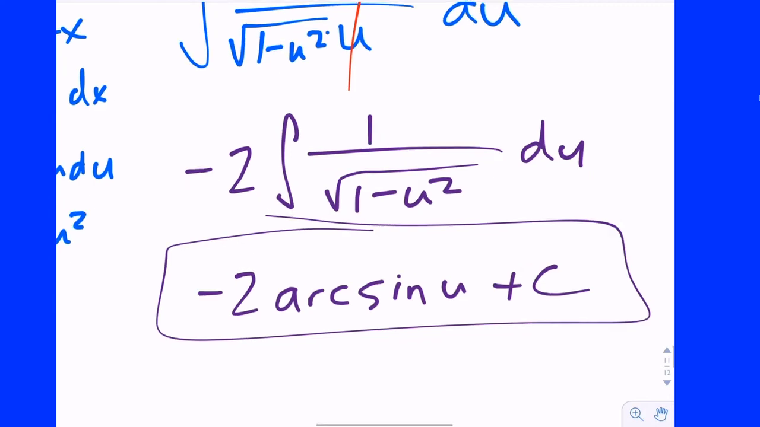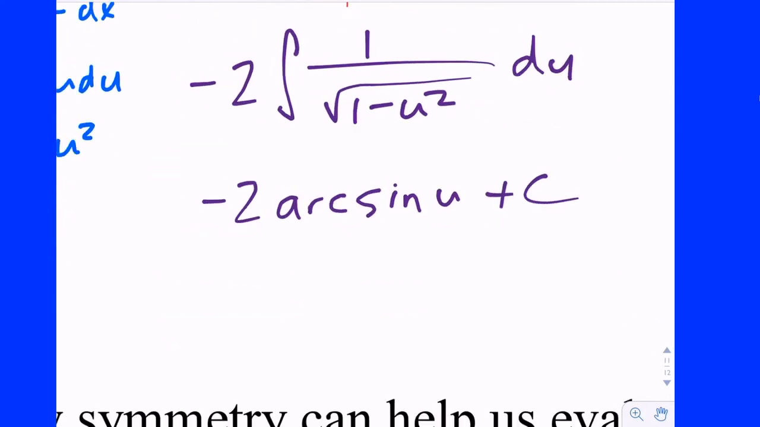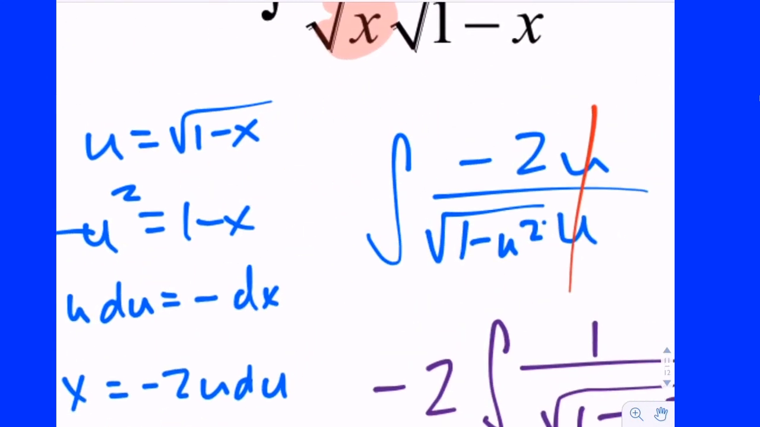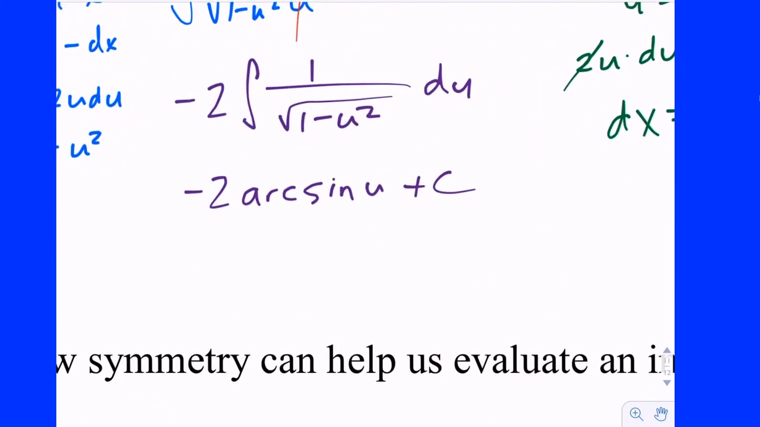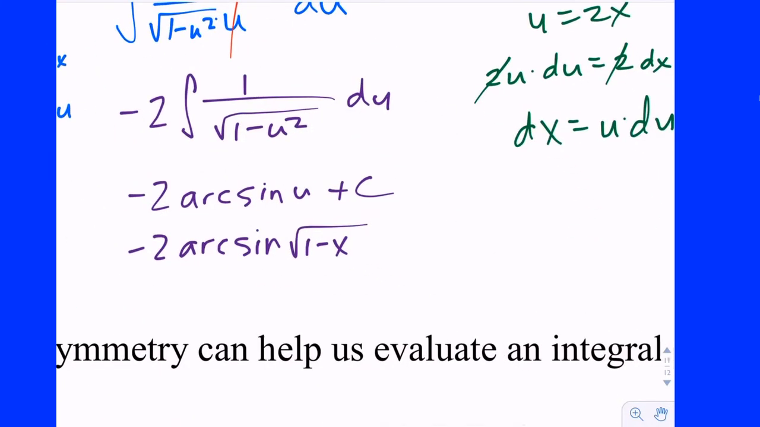No. What is u? u is the square root of 1 minus x. So the answer is negative 2 arc sine of the square root of 1 minus x, plus c. So u substitution is a very good tool to use for explorational purposes as well.